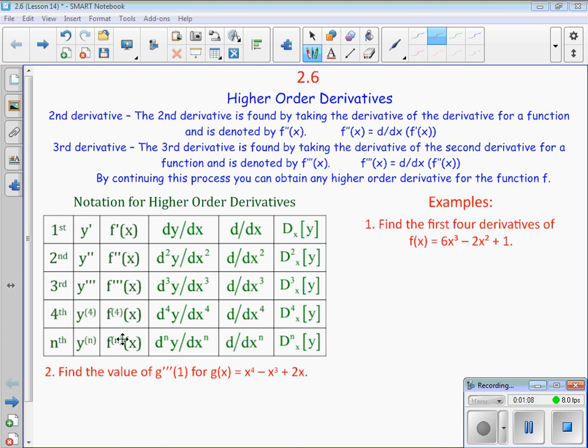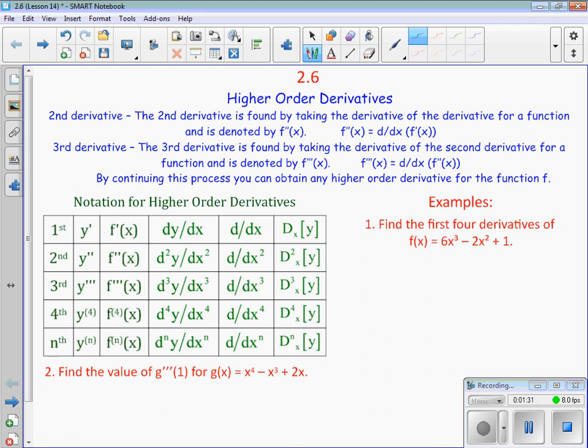Same idea for f prime. Remember dy dx. For the second derivative, it's d squared y dx squared, and then d cubed y dx cubed. So if you see these, just look at what number it is, and that's the derivative you're looking at. Same thing here, whatever the number is is what derivative you're looking at.